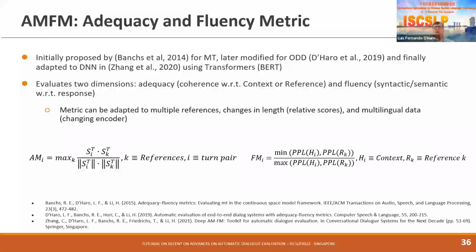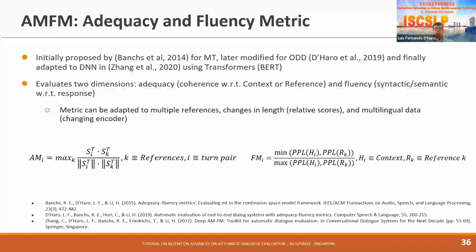One is adequacy, that means coherence with respect to the context of the reference, and fluency. So basically we are measuring syntactic and semantic similarity between the hypothesis and the response. The advantage of this metric is that it's very simplistic. We are just evaluating 2 dimensions, adequacy and fluency, so it's very easy for people to understand. And at the same time, it could be a context dependent or non-context dependent metric. We can have references or we can have only context, so it's very flexible in this sense.